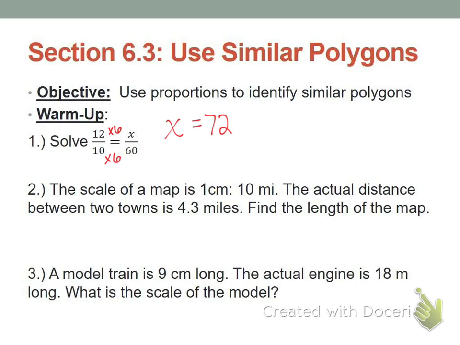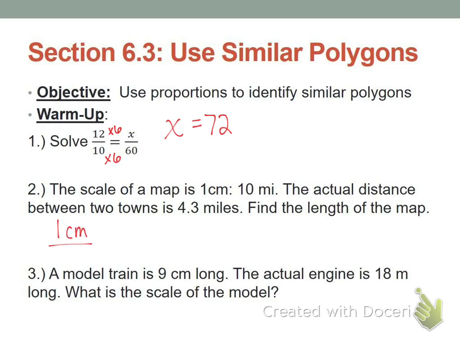The scale of a map is 1 centimeter to 10 miles. The actual distance between the towns is 4.3 miles. Find the length on the map. Okay, now if you did this a different way, that's fine. I'm going to show my work on this one using proportions.